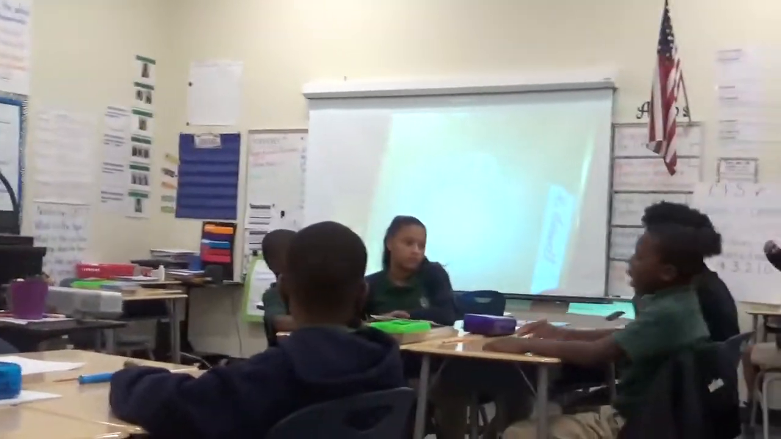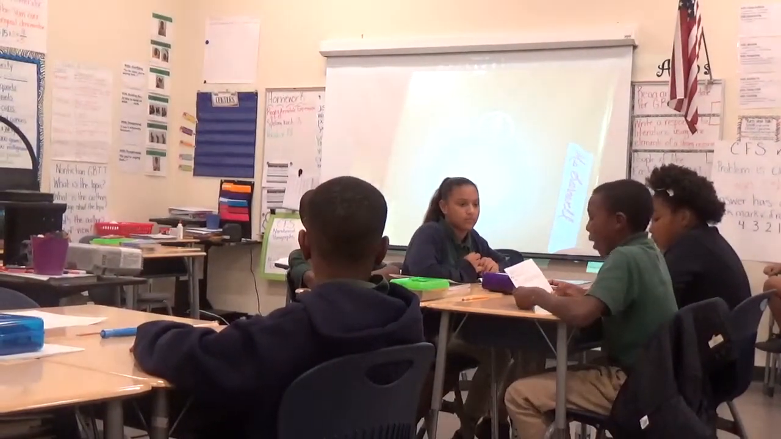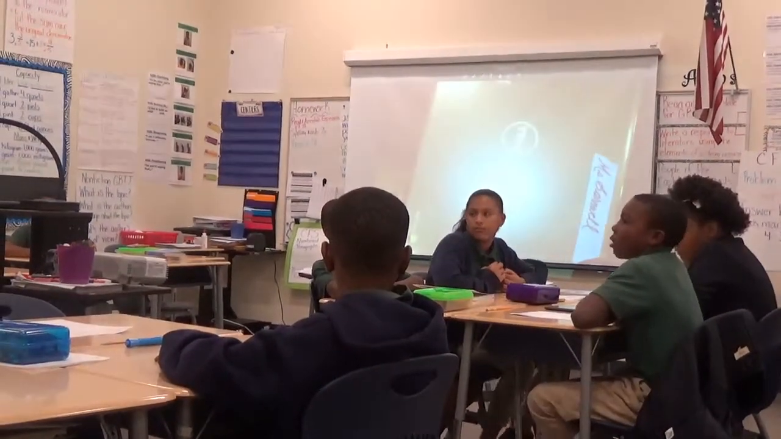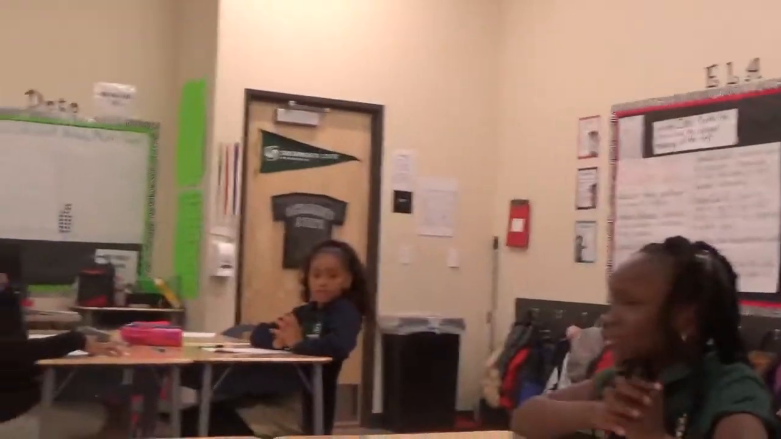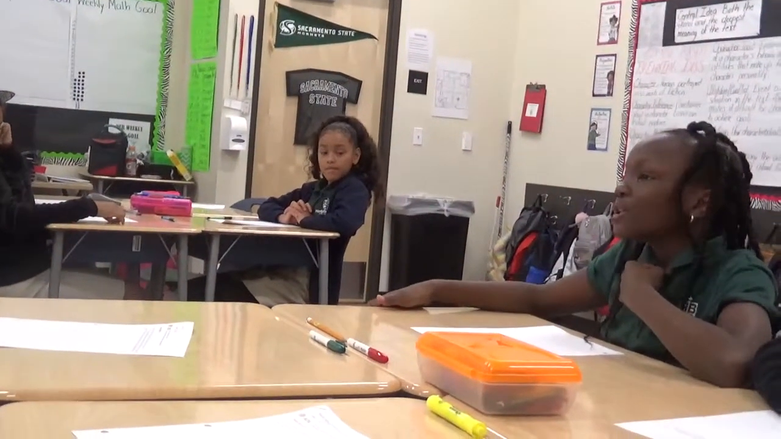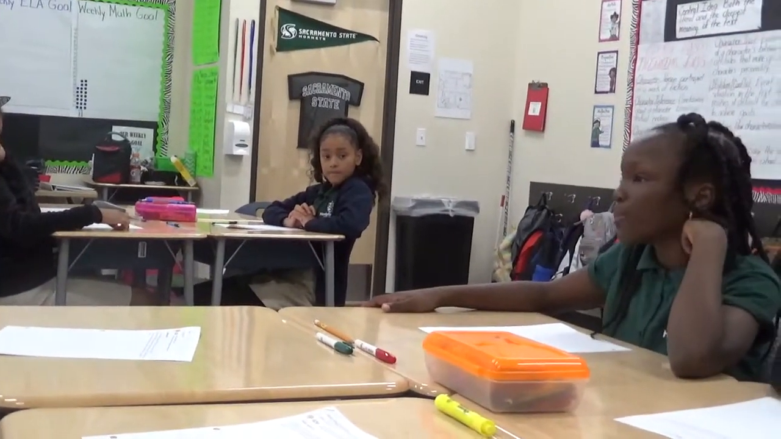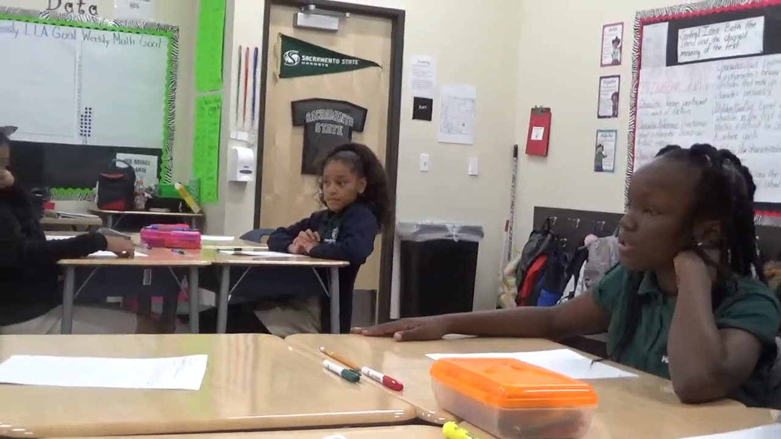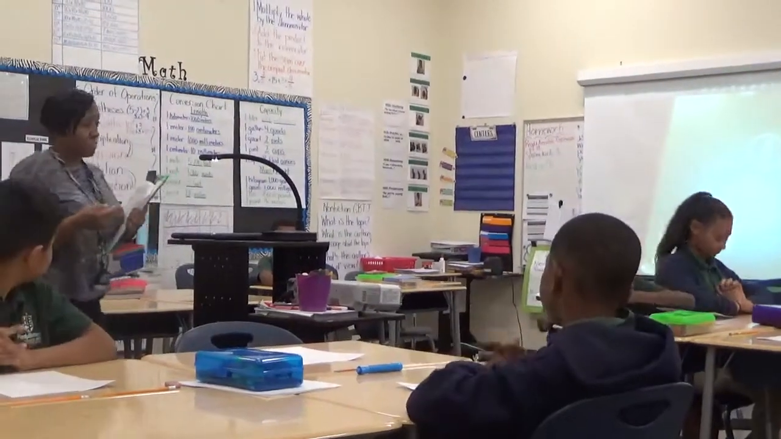Solomon, you disagree? I understand what you said, but a compatible number is a number you use when you're rounding to make it easier. I would like to build on to what Solomon said because yes, it's a number that you round to, but it's also a number that is easier to multiply, divide, or whatever operation you're using. So we use compatible numbers because they're numbers that are easier to compute, right?